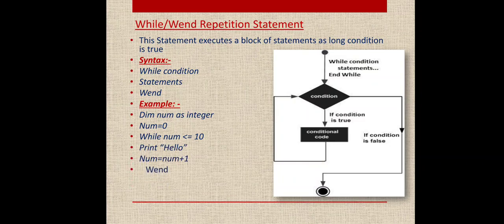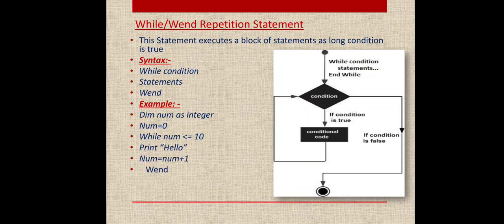What will happen here? First we have initialized it to 0. Num is less than or equal to 10, it means the condition is true, so it will print hello. After that num will get incremented and it will go back to the condition part, and here you can see num will be 1. After the increment, the condition is still true, so it will print hello again, and the repetition of this hello will continue until the condition becomes false.